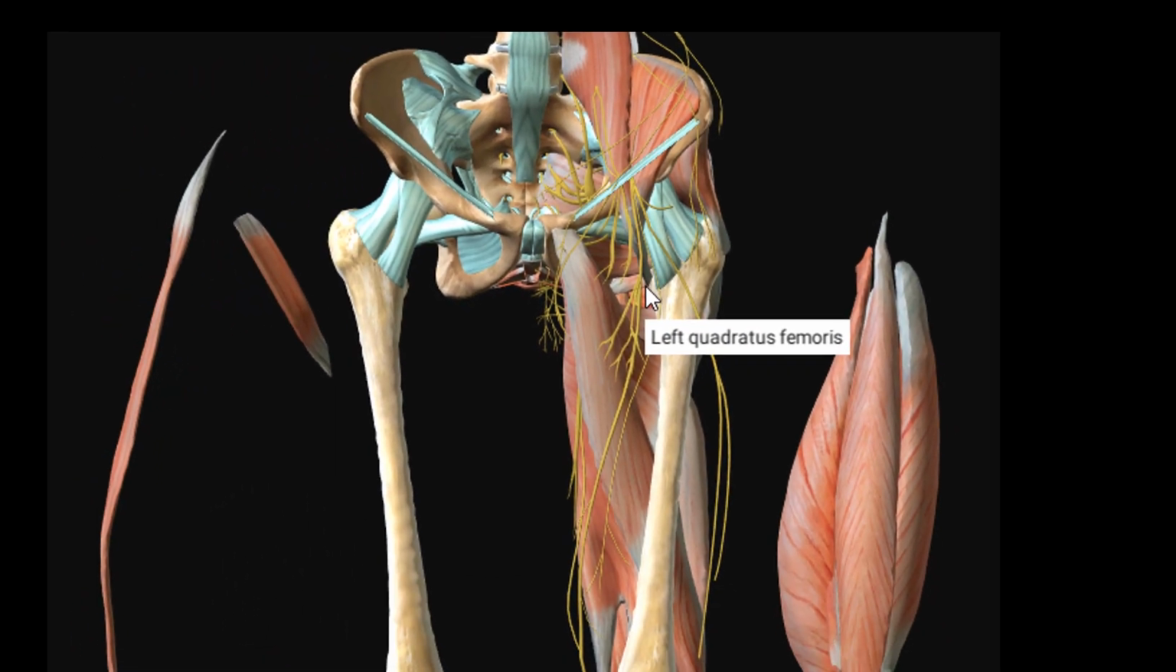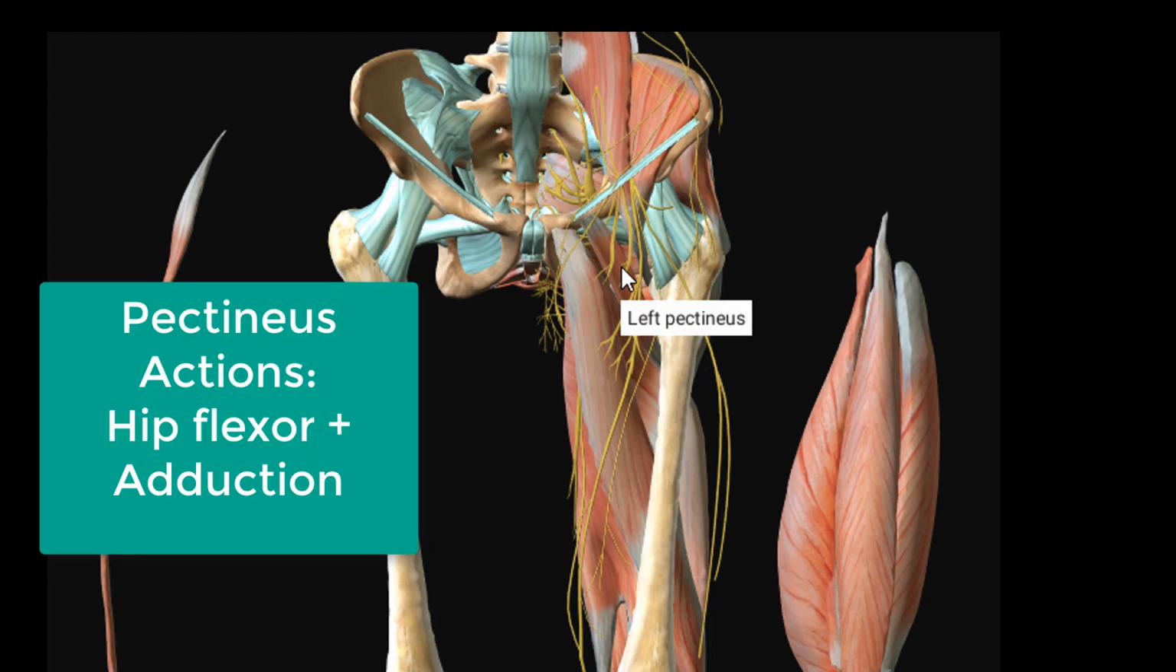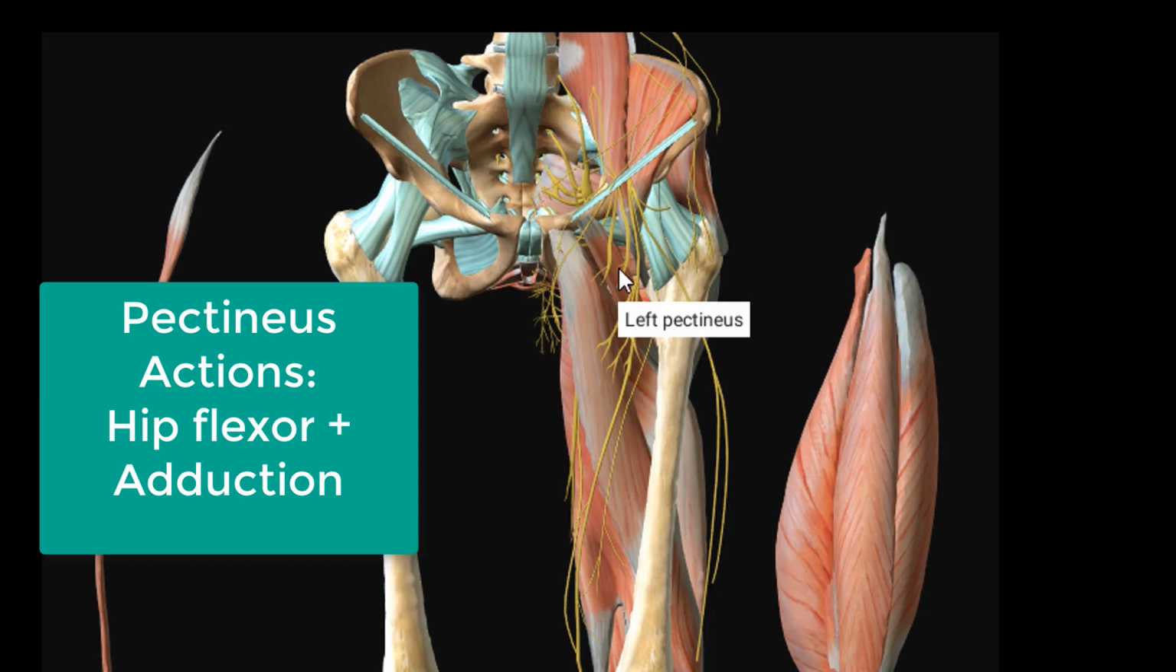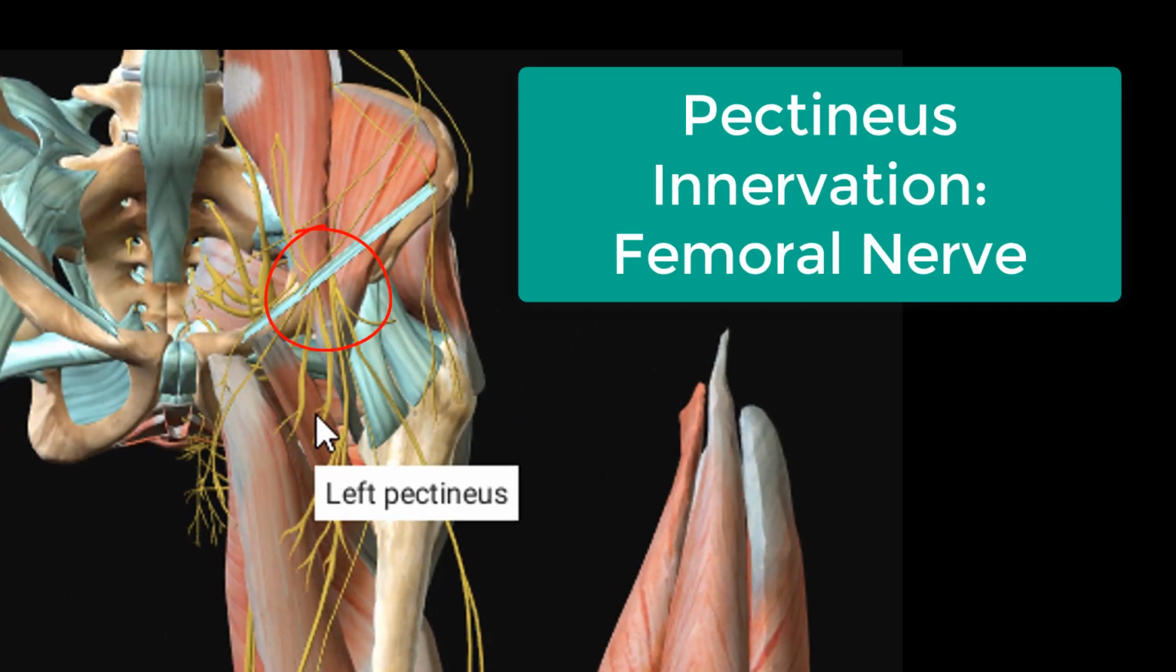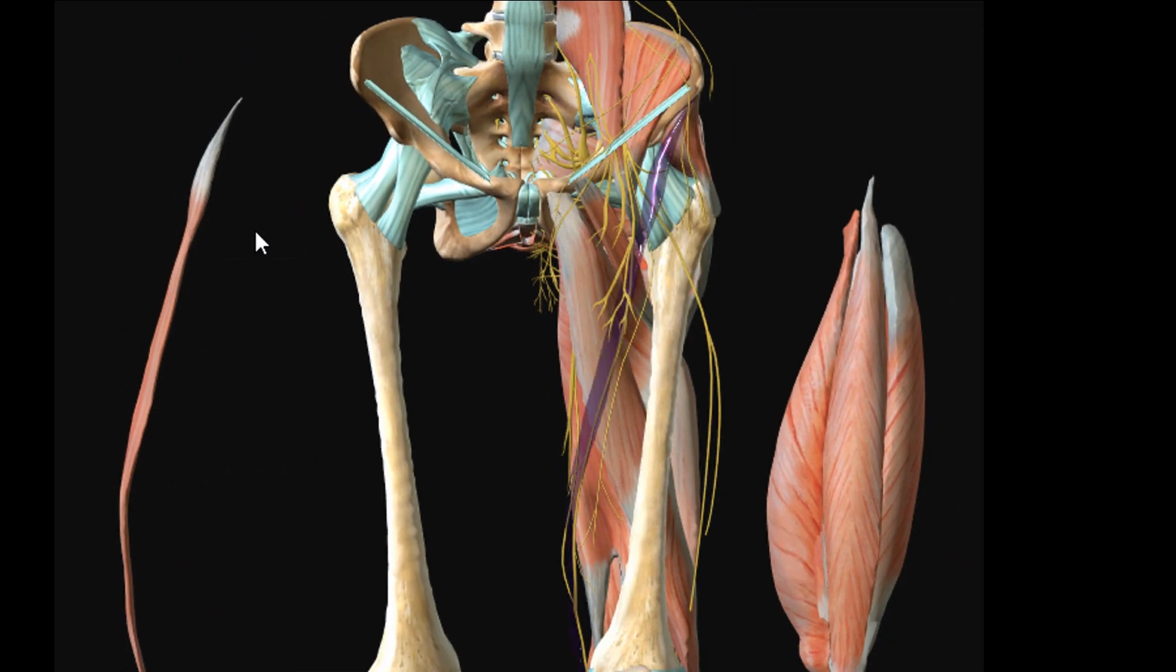Okay, moving on to, let's do this little muscle here, which is the pectineus. So the pectineus I included in the adductor group, but it's actually an anterior thigh muscle. The reason I included it in the adductor group is because it performs the action of adduction, but it is supplied by the femoral nerve. So also in the anterior thigh group is the sartorius.